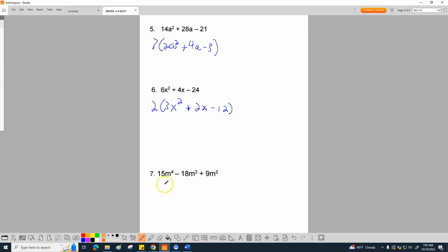Going on to this next one, 15, 18, and 9, I can tell that 3 is going to be the biggest number, and then m squared is the one that goes into it biggest. So check it out. You can kind of approach these as separate little things. 3 goes into the 15 5 times. M squared goes into m to the fourth, m squared times. Minus 18 divided by 3 is 6. M cubed, taking out the m squared, just leaves you with 1. And then plus 9, 3 goes into that 3 times. And then the m squared goes into it 1 time, which we just basically leave like that. So that's how we factored that. I'm going to do the next ones.